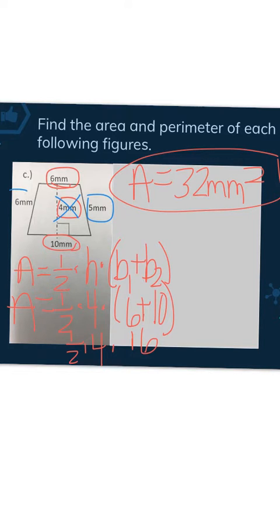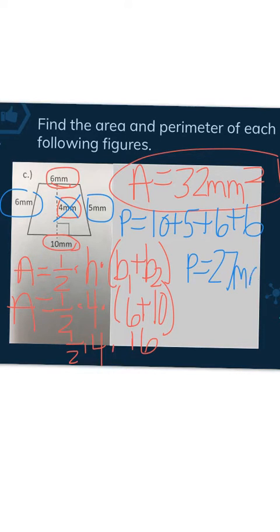For perimeter, we don't need the height, which is on the inside of the trapezoid, but we do need the other two sides, the 5 and the 6. So you're going to add up the 4 sides of the trapezoid. You have 10 plus 5 plus 6 plus 6. And you will get 27, and the label was millimeters.